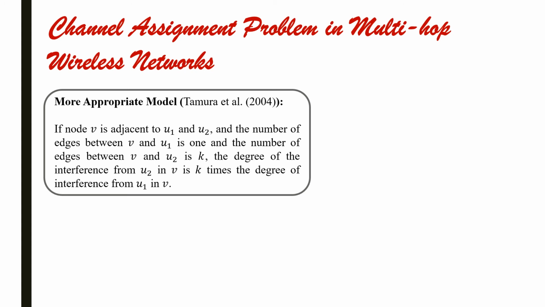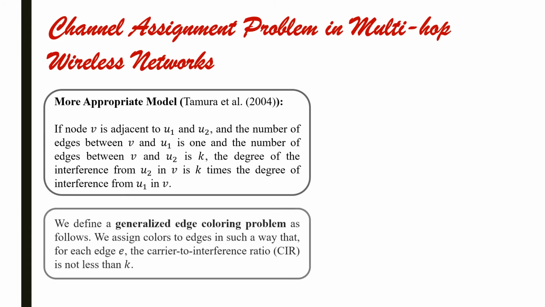If node V is adjacent to nodes U sub 1 and U sub 2, and the number of edges between V and U sub 1 is 1, while the number of edges between V and U sub 2 is k, then the degree of interference from U sub 2 in V is k times the degree of interference from U sub 1 in V. From here, we define a generalized edge coloring problem to be the assignment of colors to edges such that for each edge E, the CIR is not less than k.